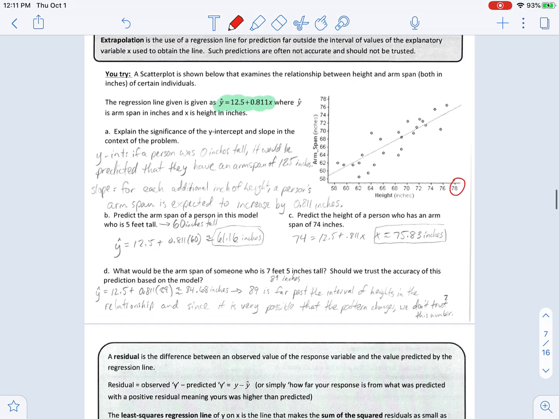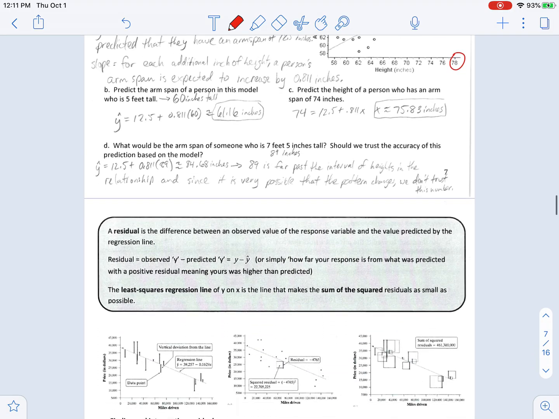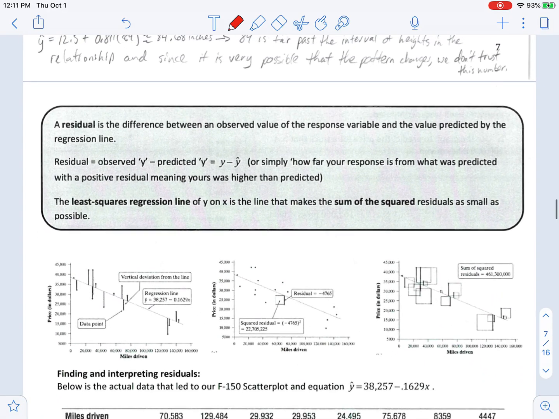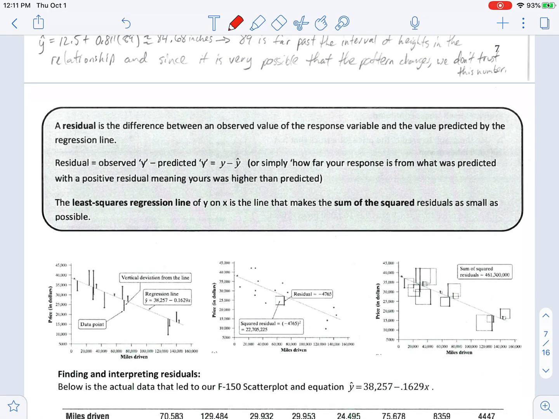All right, so that really is nothing new there. That's probably more or less stuff we've already done. Now we're going to get into stuff that's new. Okay, so here we go. Something called a residual.